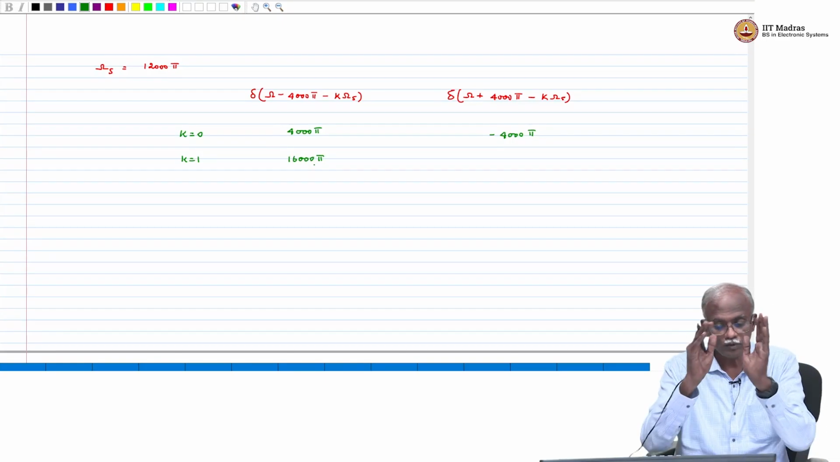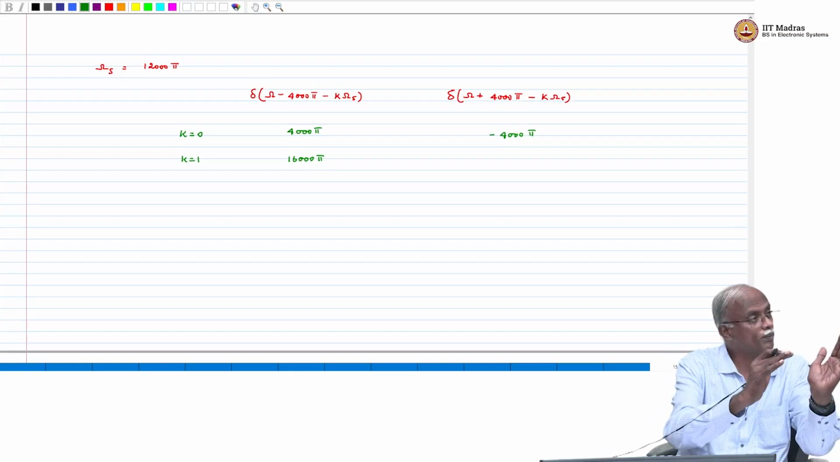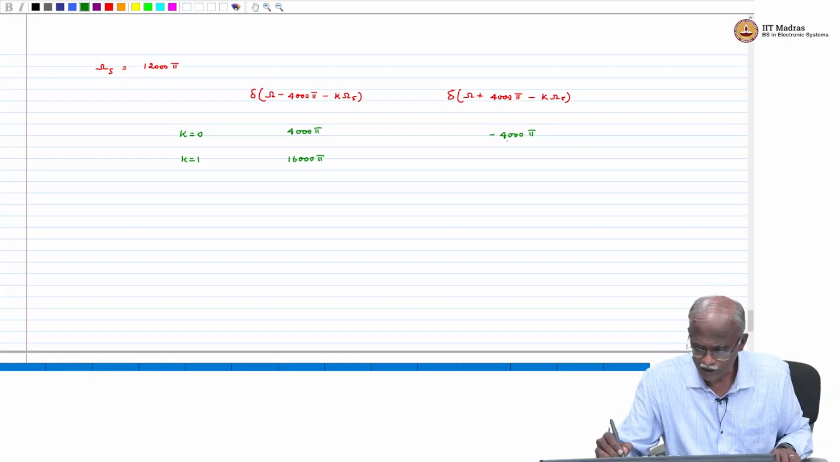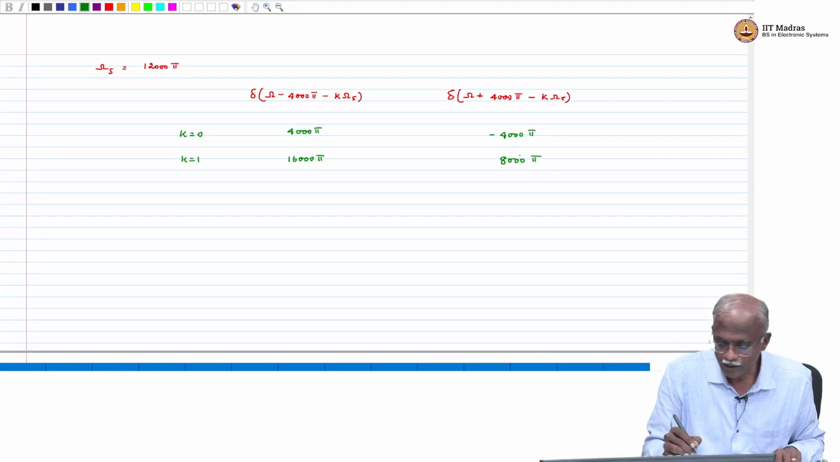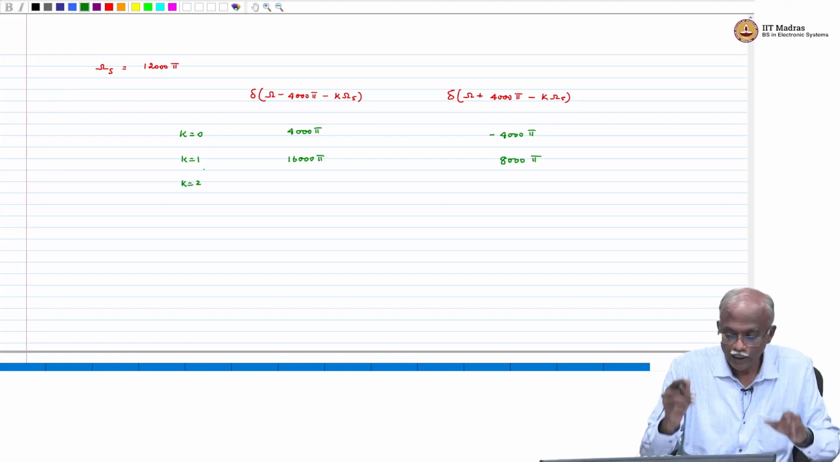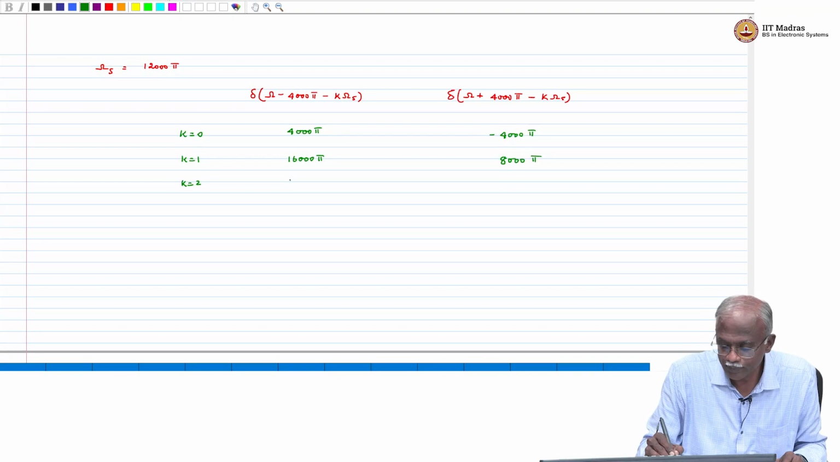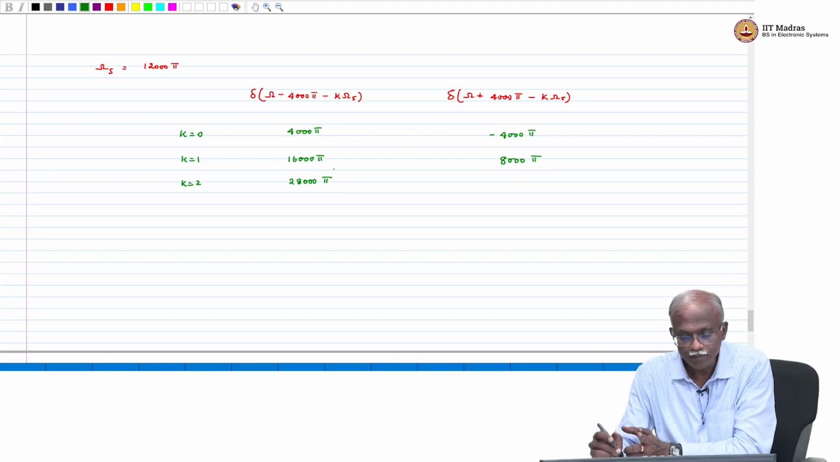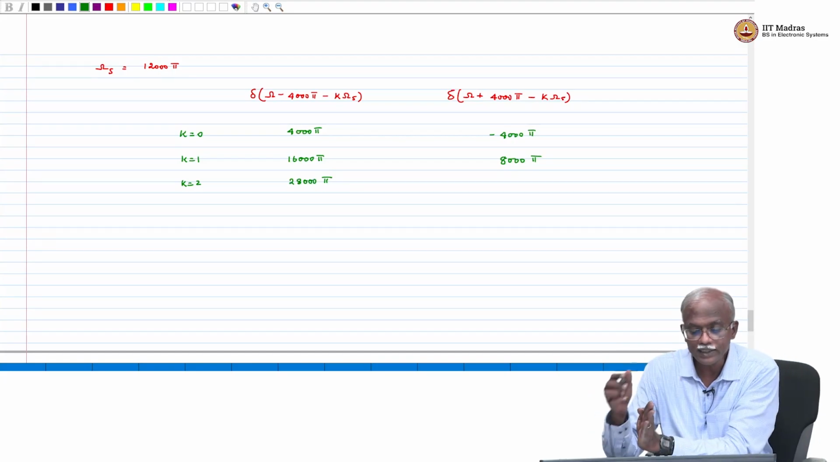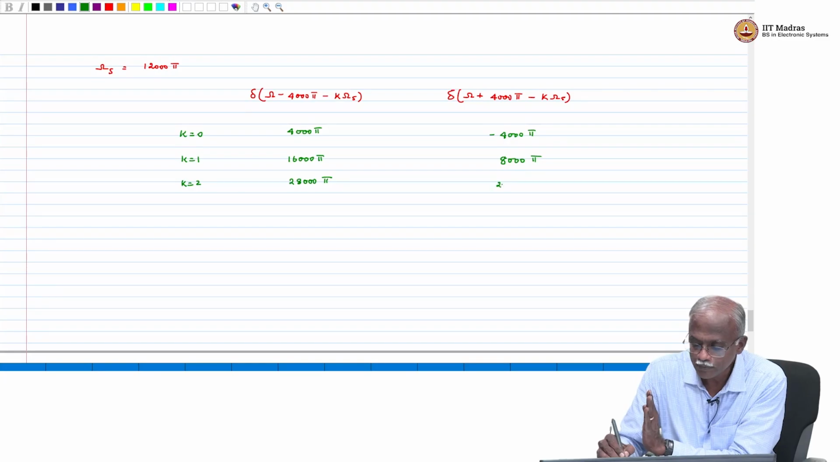How did you get 16,000 pi? 4,000 pi plus omega s. This is minus 4,000 pi plus 12,000. This shifts to 8,000 pi. K equal to 2. It will shift by 24,000. So, then this becomes 24 plus 4, 28,000 pi, and this becomes 24,000 minus 4,000, this becomes 20,000 pi.